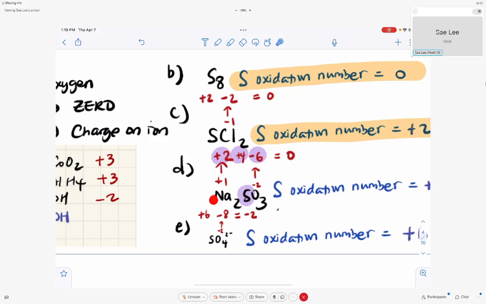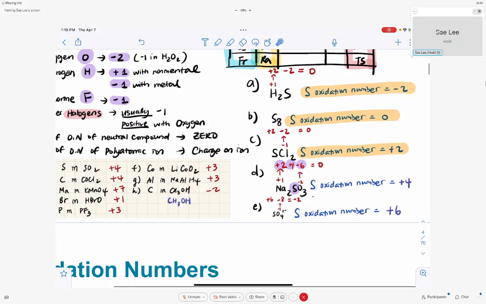So the sum of all the oxidation numbers has to equal 0, okay? From the 2 sodium, we have +2 oxidation number. From the 3 oxygen, we have -6 oxidation number. So +2 minus 6 is -4, okay? So in order for this compound to have 0 oxidation number, sulfur's oxidation number has to be +4. In this way, +2 plus 4 minus 6 nicely equals 0. So the oxidation number of sulfur is going to be +4.